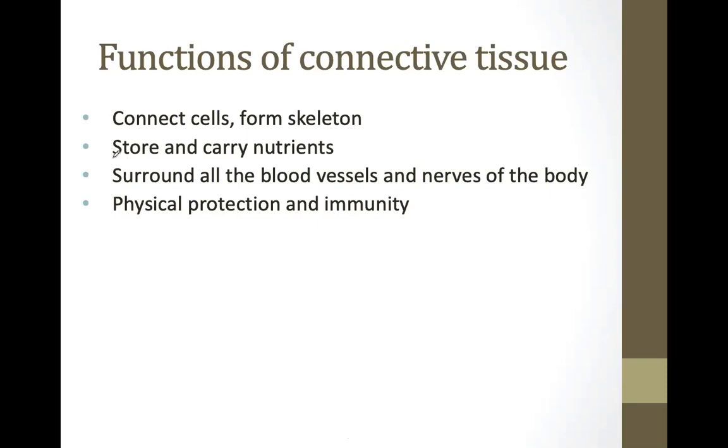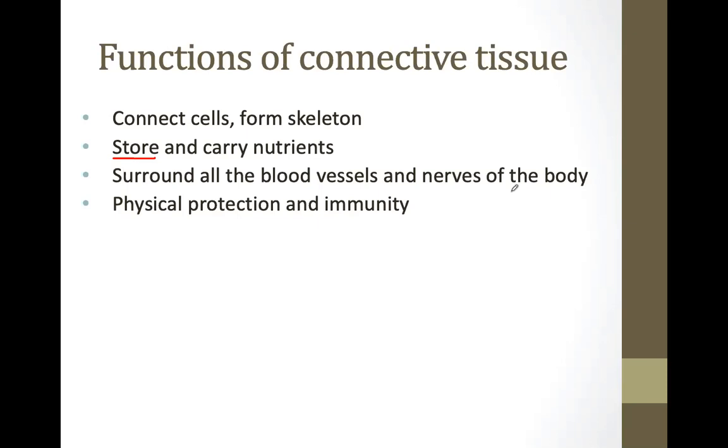For this store part, if you want to make a note for yourself, we're talking about the fat tissue, which is also known as adipose tissue. This is the fat tissue. And then carrying nutrients, that would be your blood. Your blood is carrying nutrients and your gases. They do surround your blood vessels and your nerves, so they provide a layer of protection for both your blood vessels and your nerves.